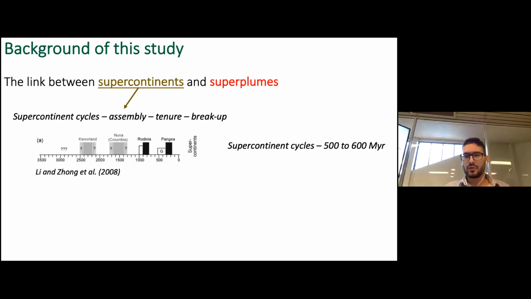When we talk about supercontinent cycles, we're talking about the link between the assembly, tenure, and dispersal of a supercontinent and the beginning of the next one. Usually, the supercontinent cycle is between 500 and 600 million years. That's what we call the supercontinent cycle, right?